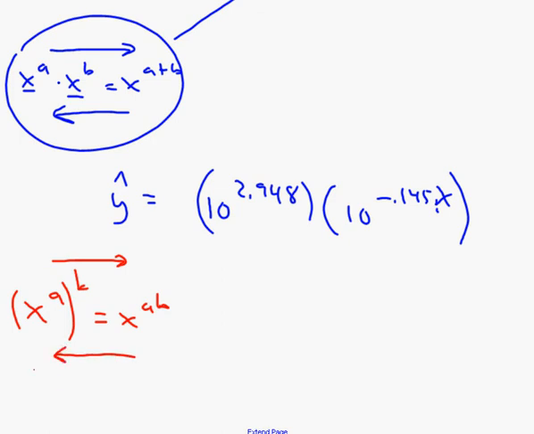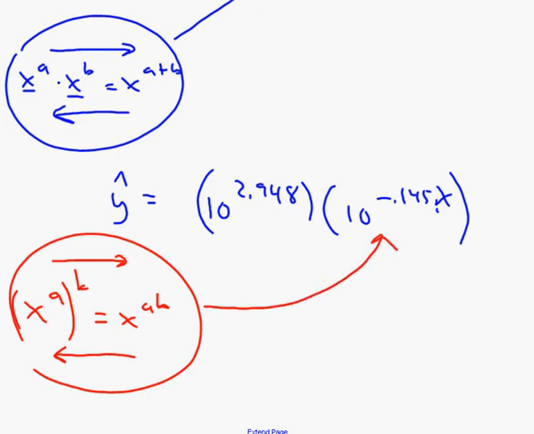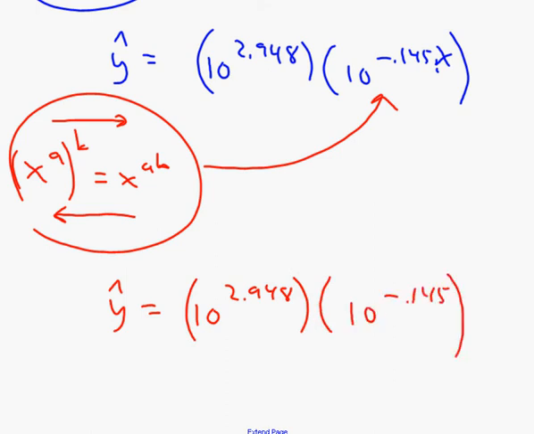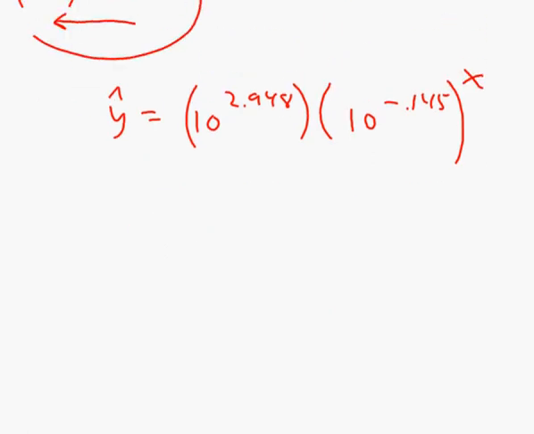So I'm going to take that idea, this idea right here, I'm going to apply it to that situation and watch what we get. Y hat equals 10 to the 2.948 times 10 to the negative 0.145 to the x. Okay. We're just about there. I'm hoping you're looking at this equation now and saying, hey, wait a minute. That looks like something of this form, y equals a times b to the x. That's what this looks like, where this number is a and that number is b.